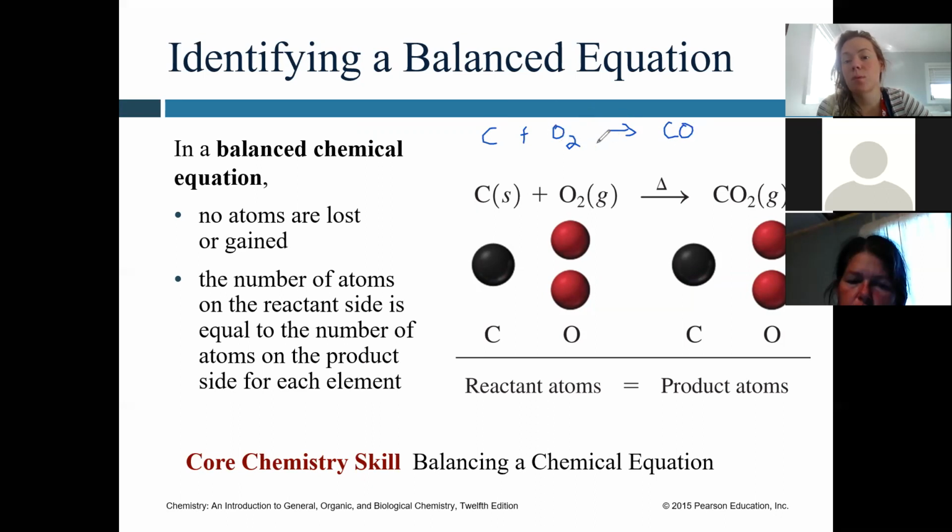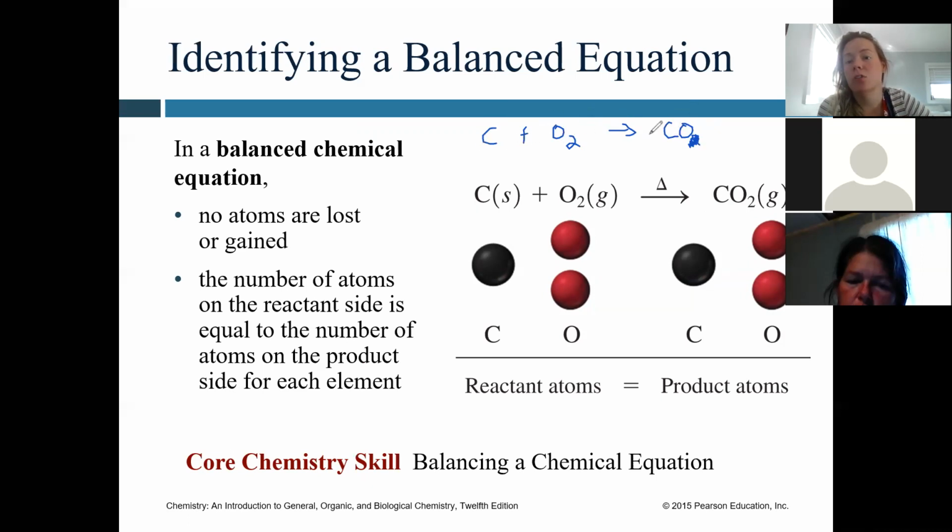And so sometimes what people want to do is say, oh, well, I'll just put a 2 down here. No, because what we produced was not carbon dioxide. What we produced was, in fact, carbon monoxide. So I can't change subscripts. I can't change what the formula is. I have to honor the fact that it's carbon monoxide.